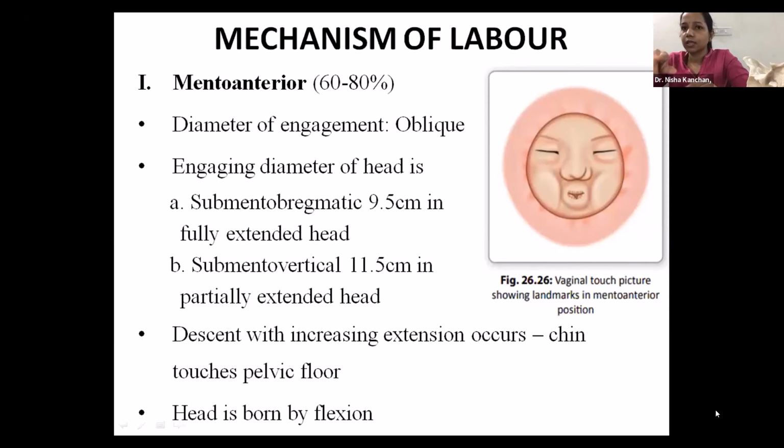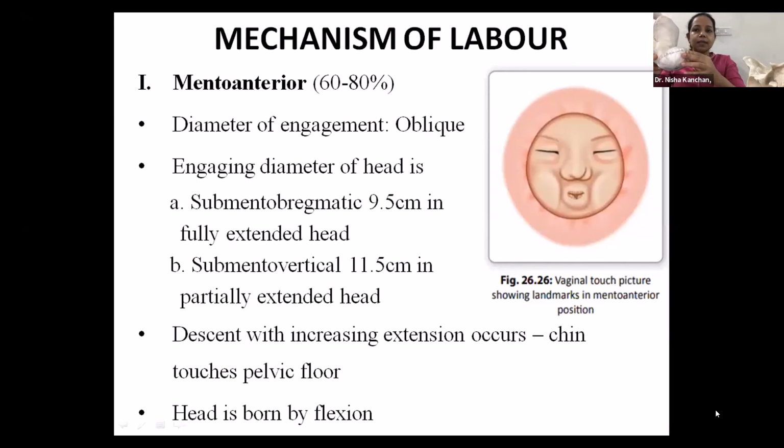In LOA, the engaging diameter of the head is suboccipitobregmatic, 9.5. Here it is submentobregmatic, 9.5. So engaging diameter, engagement, descent with increasing extension. You have to remember that face presentation is already extended. When it is completely extended, it will give the smallest diameter. In vertex presentation, there is increasing flexion to make the diameter small. In face presentation, there is increasing extension to make the diameter small. So the third step changes in face: engagement, descent, and increasing extension.